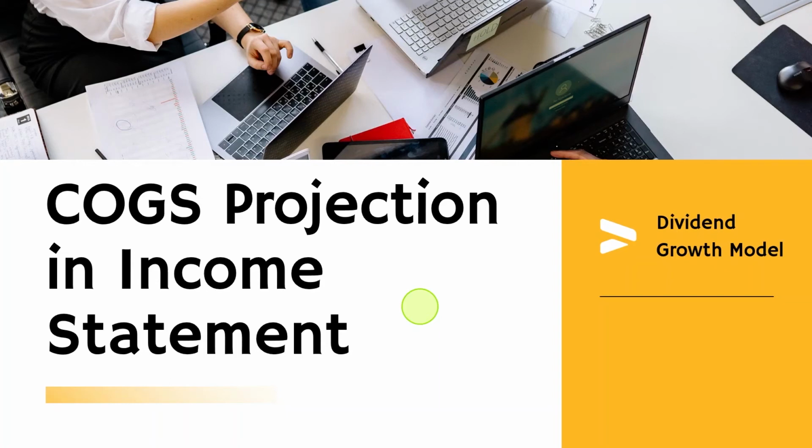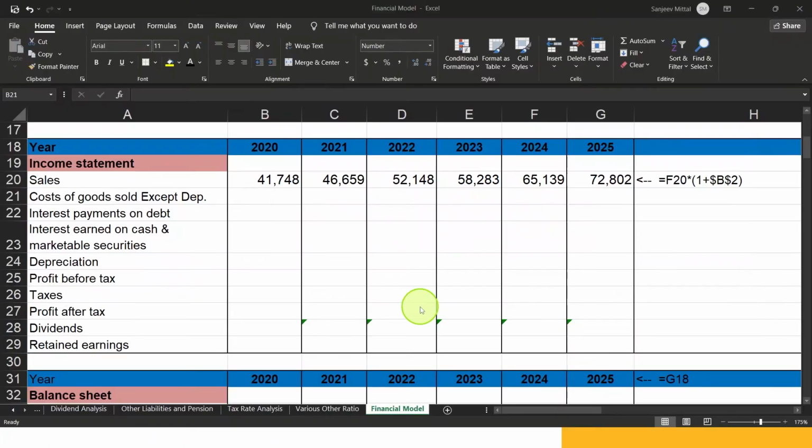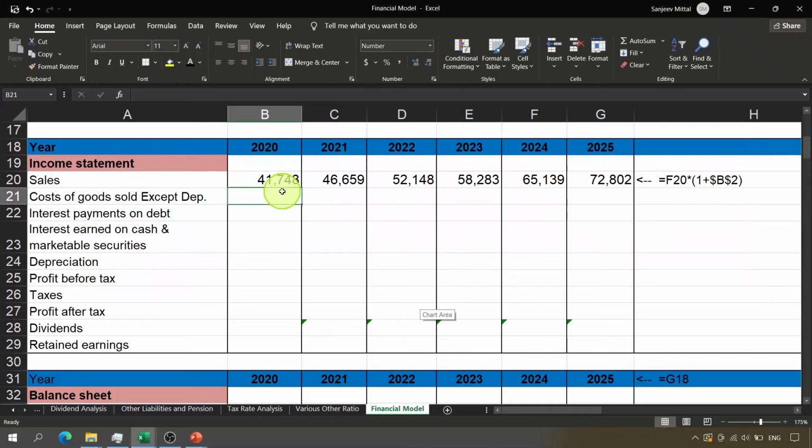Let's try to find our cost of goods sold projected numbers in the income statement. For that purpose, we shall go to our income statement. And as we know, for the year 2020, we already have the details of cost of goods sold in our income statement. But we will show our cost of goods sold except depreciation here because we want to show our depreciation separately in our income statement.